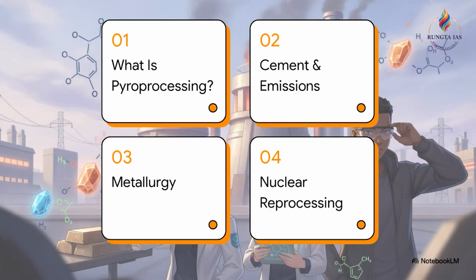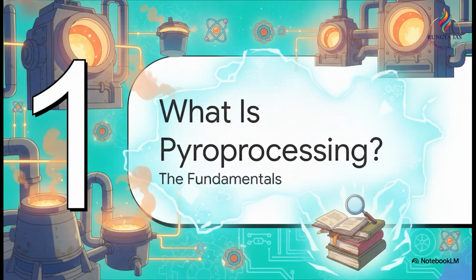Right, so here's a quick look at our roadmap. We are going to cover what pyroprocessing actually is, its role in cement and carbon emissions, metallurgical extractions, and finally, nuclear reprocessing tech. And as you'll see, this maps perfectly to GS Paper 1 for industrial locations and GS Paper 3 for science, technology, and environment. Okay, let's start with Section 1.